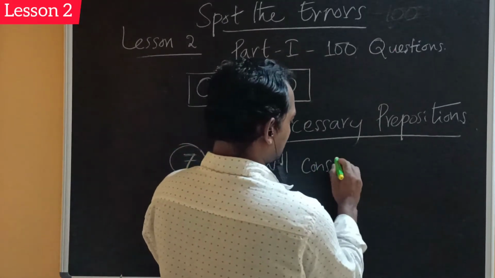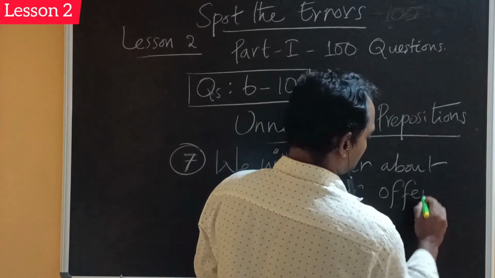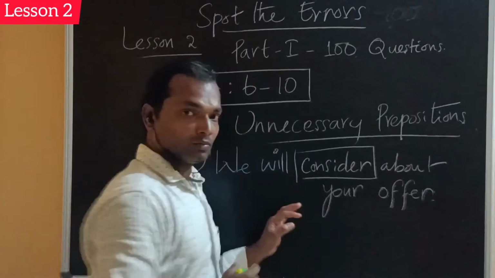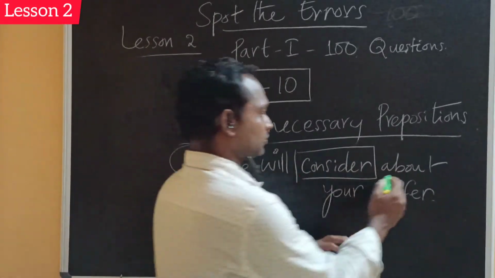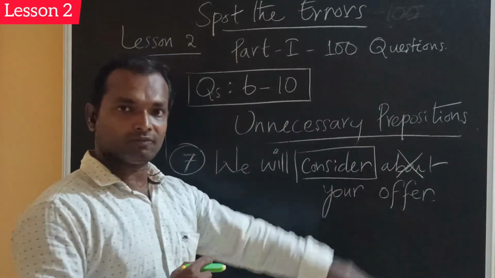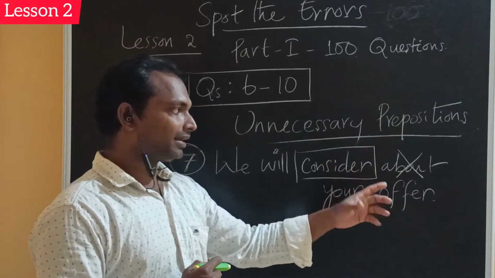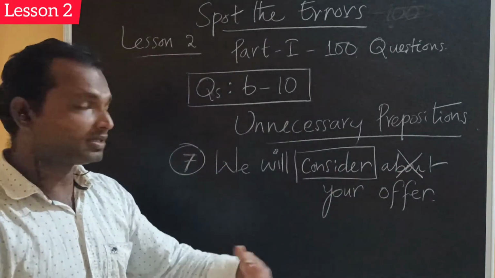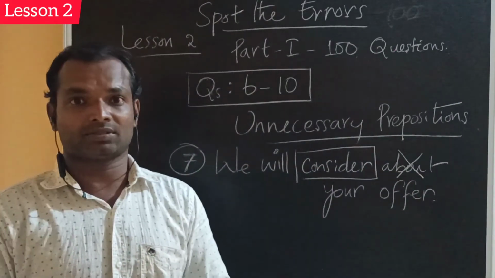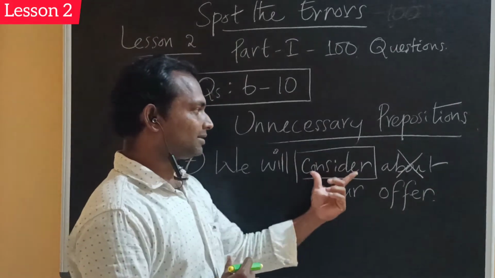It's the seventh sentence. We will consider about your offer. See, this is the verb. This verb will not take the preposition about. Yes, we will consider your offer. This is the correct sentence. We will consider about your offer is incorrect, grammatically wrong. So you have to spot the error. The error is in the unnecessary use of preposition. That's the reason I have named this lesson unnecessary preposition. We use prepositions unnecessarily sometimes. So when you use this verb, do not use the word about.